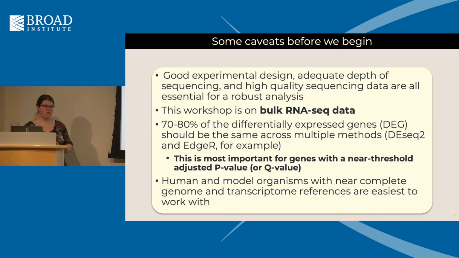And then another caveat here is human and model organisms, so mouse and then rat, and to a lesser extent pig and zebrafish. Any human and model organisms that have near complete genome and transcriptome references are going to be the easiest to work with. It's not that you can't work with non-model organisms. I've made a bear transcriptome, I've made a python transcriptome. You can do it, but that's kind of an add-on to everything we're talking about here.